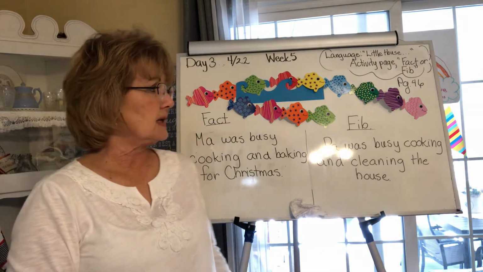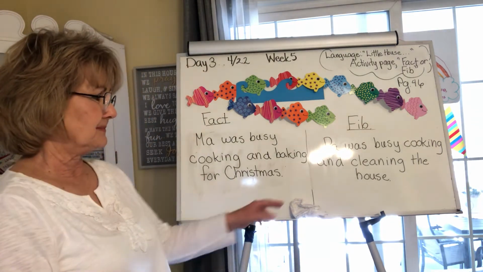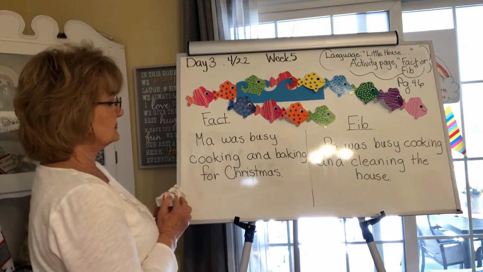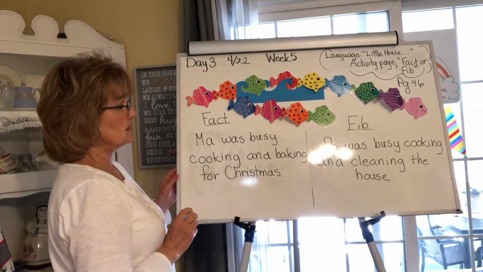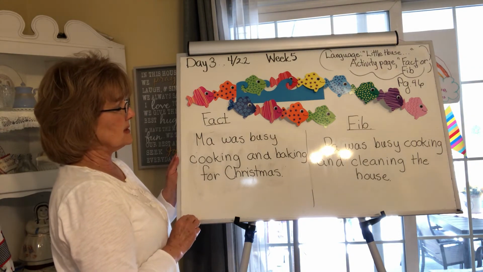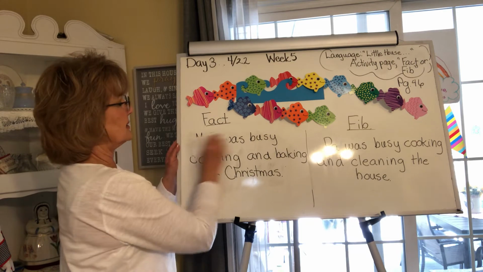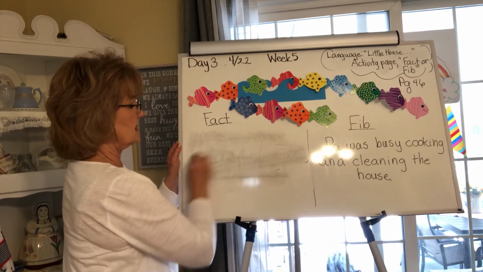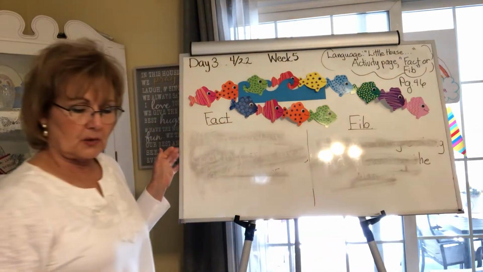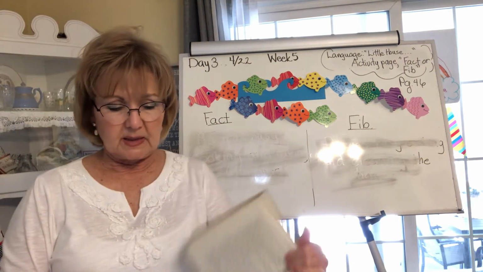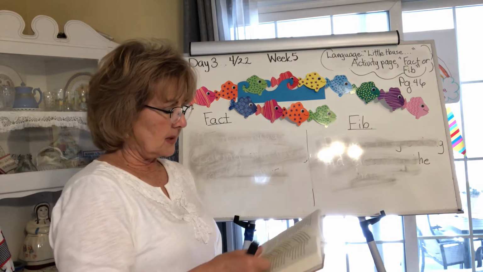So go ahead, speaking of Pa, go ahead and pause me, and then come back. Give you a chance to make sure you got this down. Ma was busy cooking and baking for Christmas. Pa was busy cooking and cleaning the house. We know that's not true. Or you can make up your own. Alrighty, Little Ugly. Let's take a look at the third one. Either find one of your own or hang there with me.